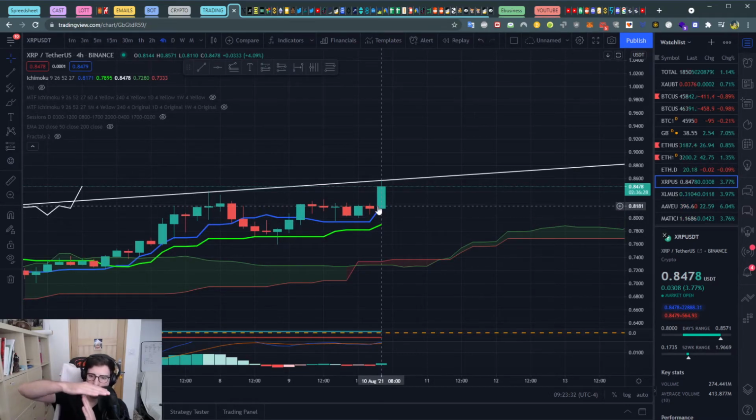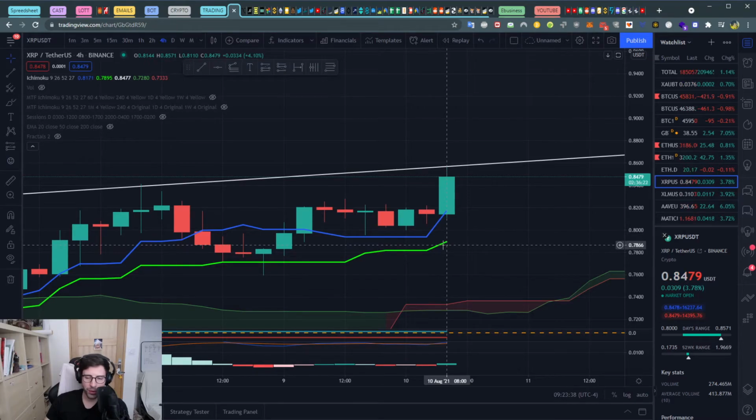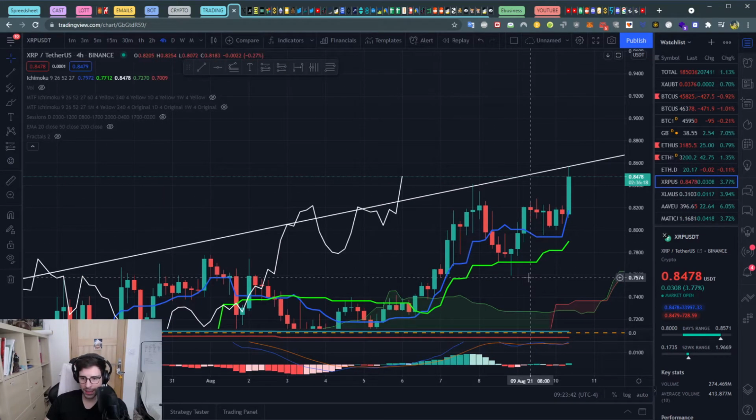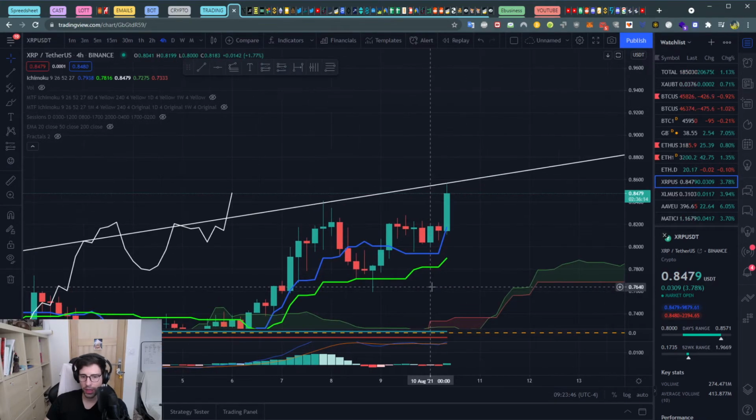That makes us sit on it. That's kind of a resistance. It's a good resistance too. We got very close to our Kijun. So we got a resistance everywhere. If the Kijun keeps pushing up, we got a very clear bullish trend.